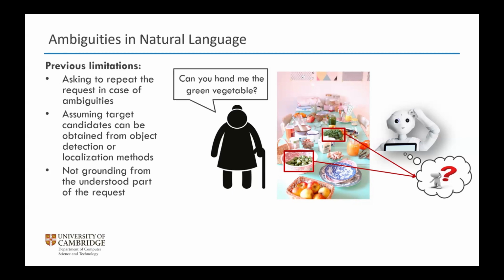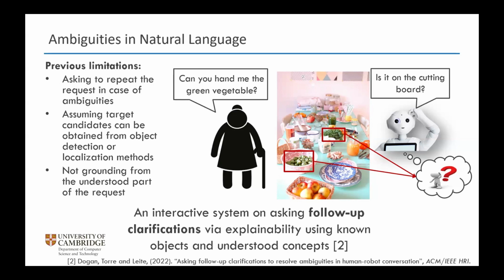Last but not least, they didn't ground from the understood parts of the user request. So maybe the robot is not familiar with the vegetable concept in this example, but maybe it knows what a green object is. So it can now focus only on the green objects in the scene in order to find what the user is asking. So to address these three limitations, we suggested an interactive system that used follow-up clarifications, such as this one.